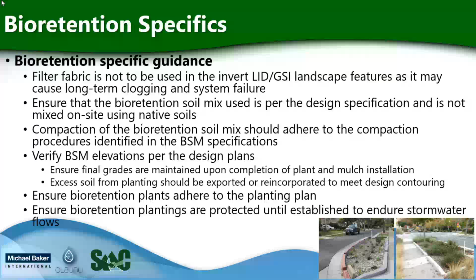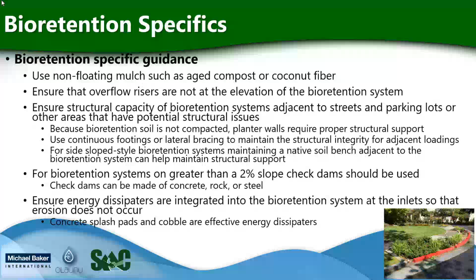Additional bioretention specific guidance. One of the things is that we should use non-floating mulch such as aged compost or coconut fiber. Wood mulch will float and clog overflows. We also want to ensure that overflow risers are not at the elevation of the bioretention system. If we have this, we will have short circuiting, and we'll have a very expensive landscape planter. The overflow risers need to be raised to allow for ponding to happen, otherwise stormwater will discharge out the riser and not filtrate into the BSM.